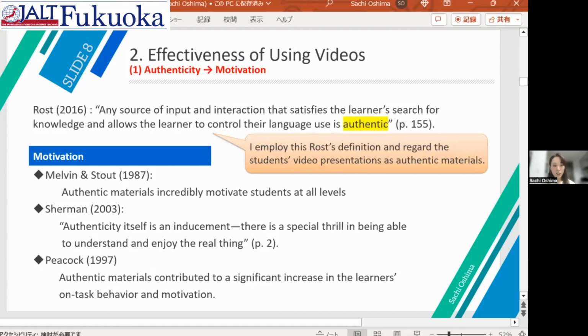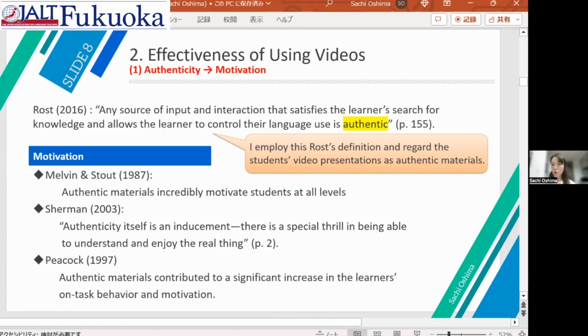Moreover, in my research and in my activity, I use video. The previous researchers pointed out several benefits or effectiveness of using video. The first one is that authenticity has a positive impact on motivation.